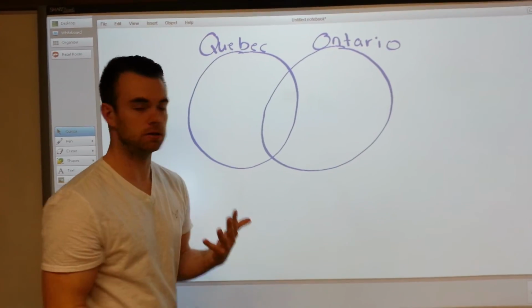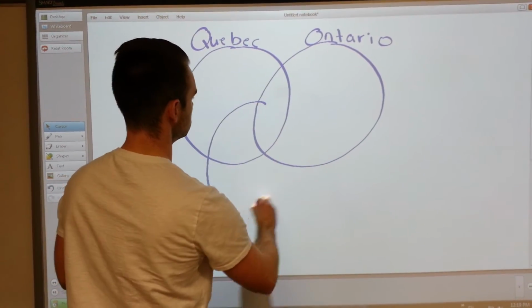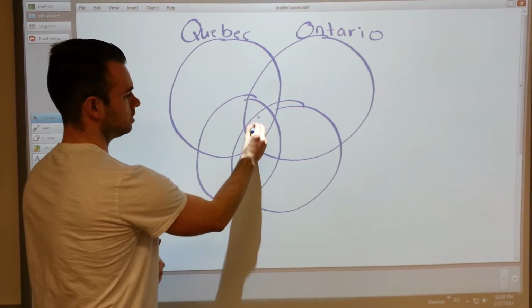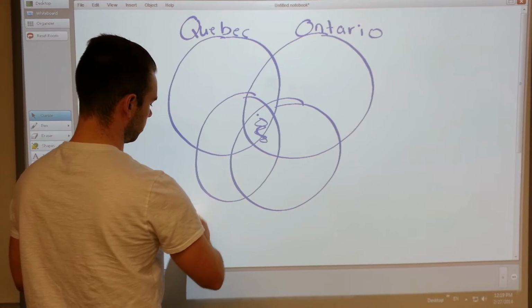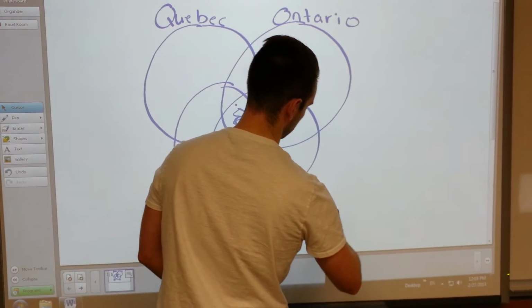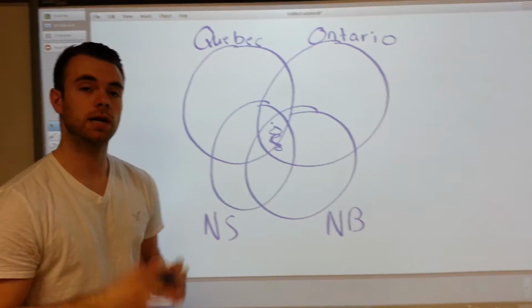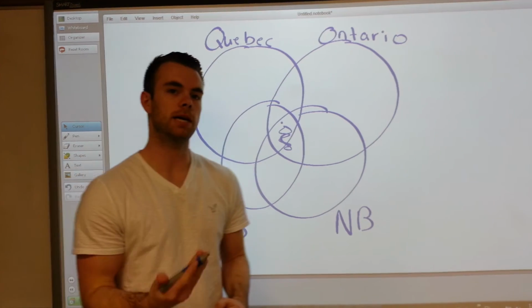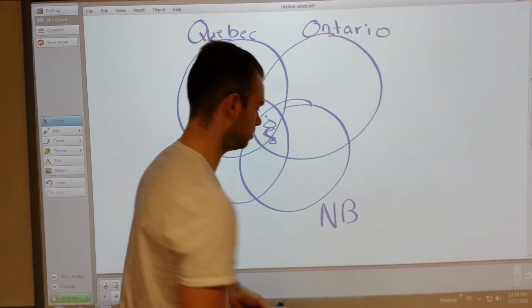As well, I could even make this into a 4-way diagram, and this little bit in here could work as well for Nova Scotia and New Brunswick. So that's definitely one way to do it, but you can see there's a lot of information here. It could be kind of cluttered and a little bit difficult for the students to understand.